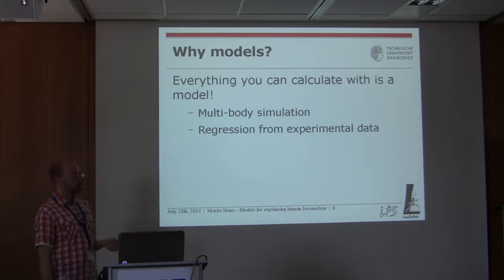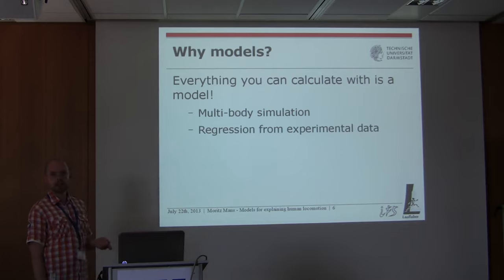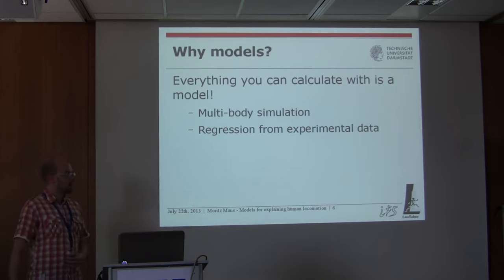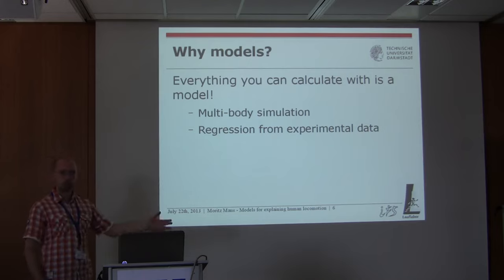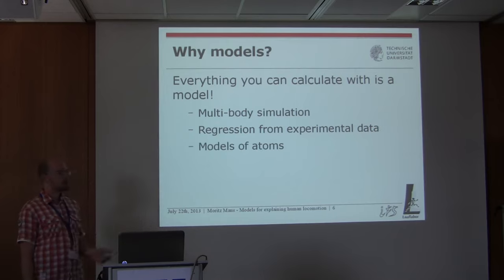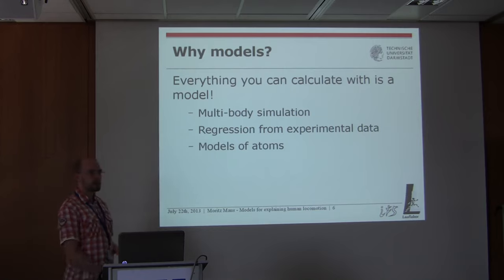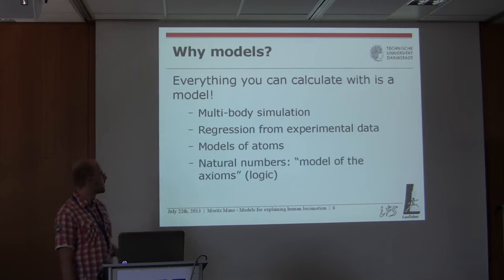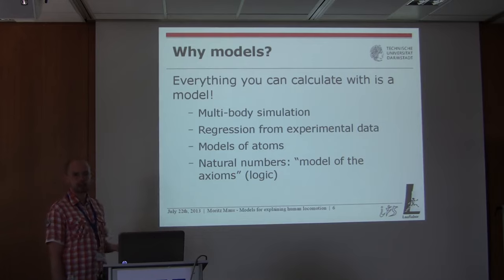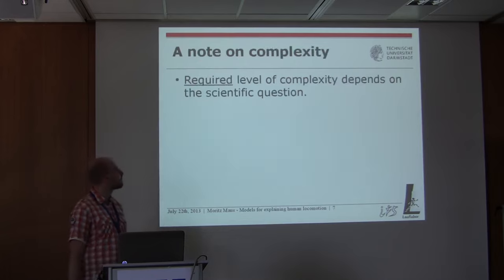But if you look also at regression of experimental data, let's say you have seen, okay, the human is doing this and this, and I'm trying to predict what the human will do in the next step. What you build is a model. We use models of atoms, so physicists also have models, and even mathematicians use models, because from a logical point of view, the natural numbers are a model of Peano's axioms. So everything that you can calculate is a model.